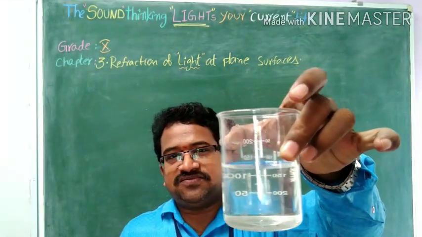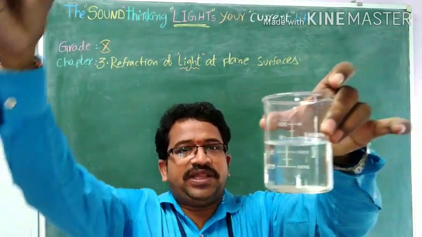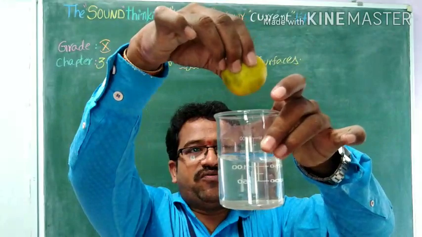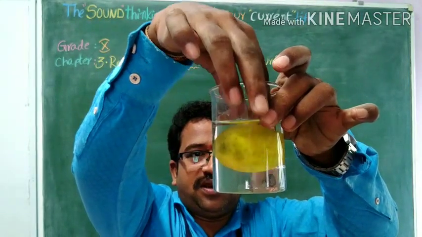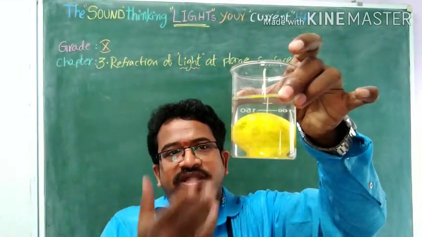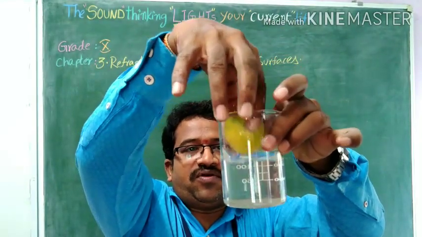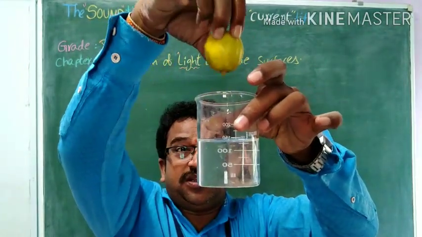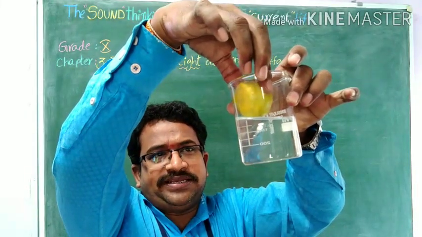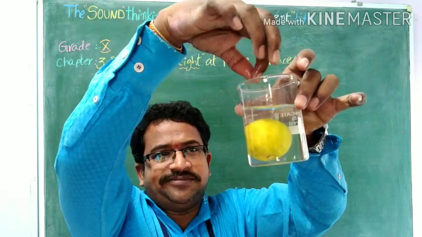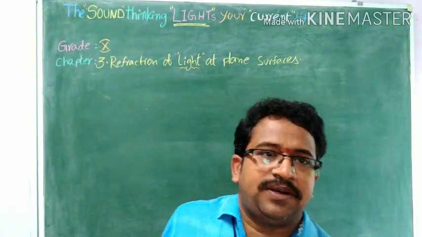Now we have to observe the size of the lemon in water. Air is one medium, water is another medium. When the light is traveling, nothing but the object is going from one medium to another medium. What is happening? See the size of the lemon, it's increased. Why is the size of the lemon increased? Because of refraction. When light travels from one medium to another medium, observe the size. When it enters the water, its size has increased. So because of refraction, it is going to happen.